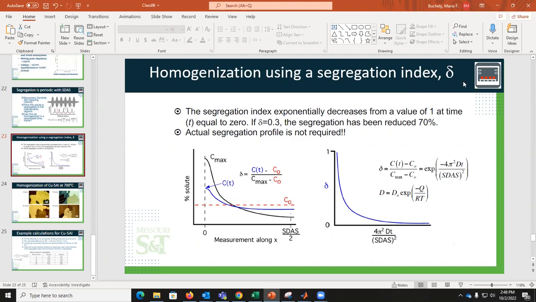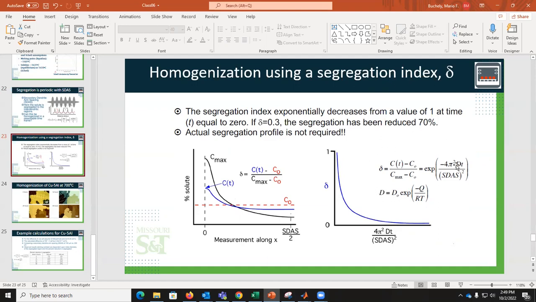Basically, this segregation index, delta, is expressed using this equation. It is the change in composition over time, based on the base composition and the maximum composition in the interdendritic region. This composition is going to change according to an exponential formula, and this exponential equation is in terms of the diffusivity of the material. The diffusivity depends, remember, on the activation energy and the temperature, as described in this equation.